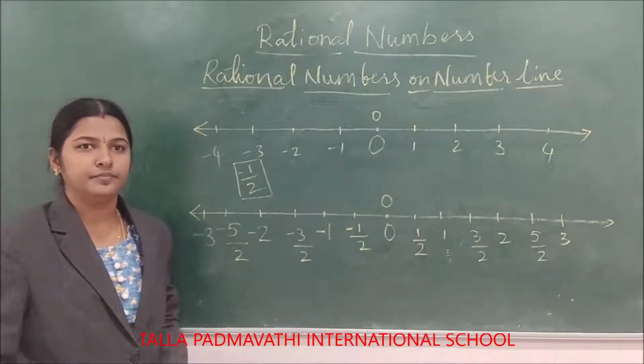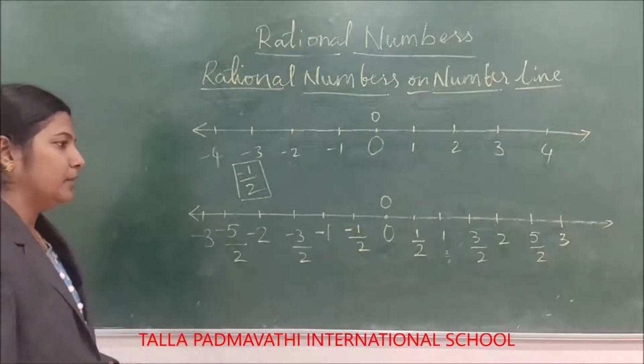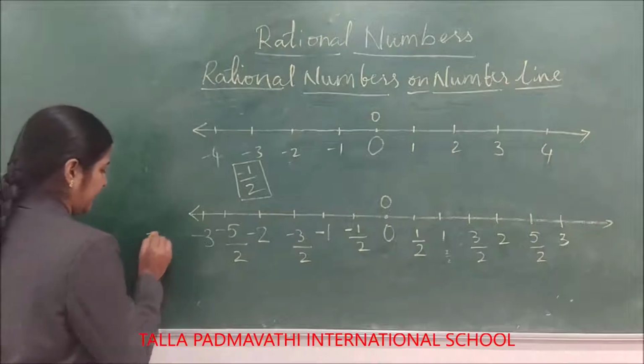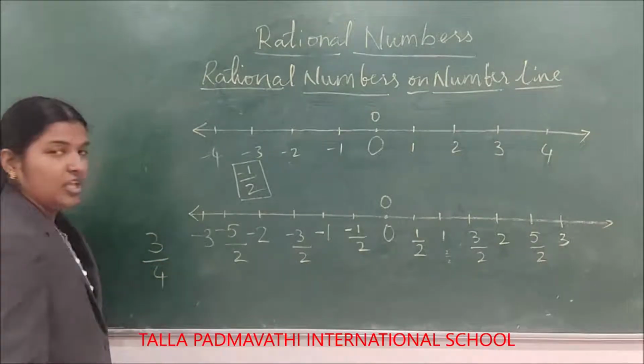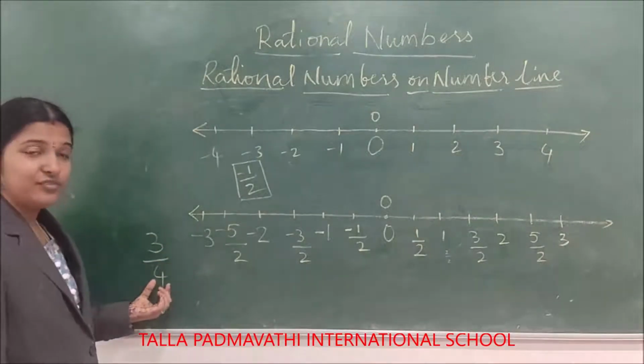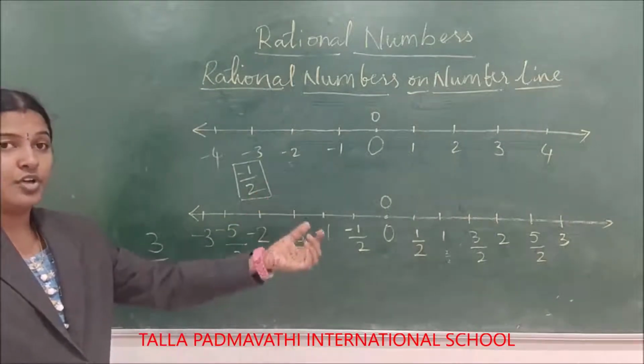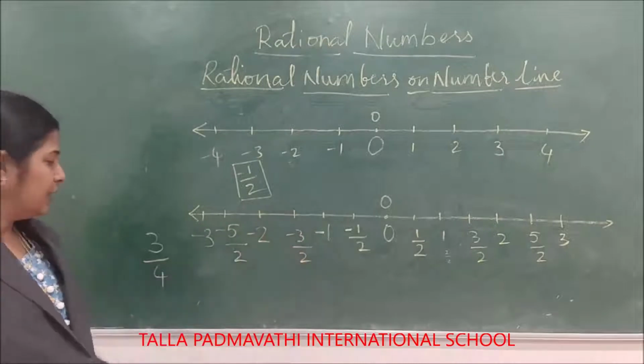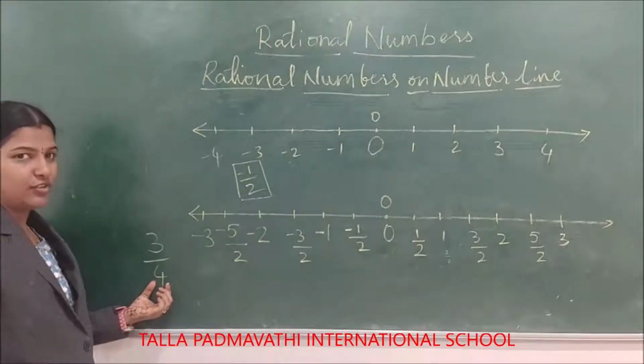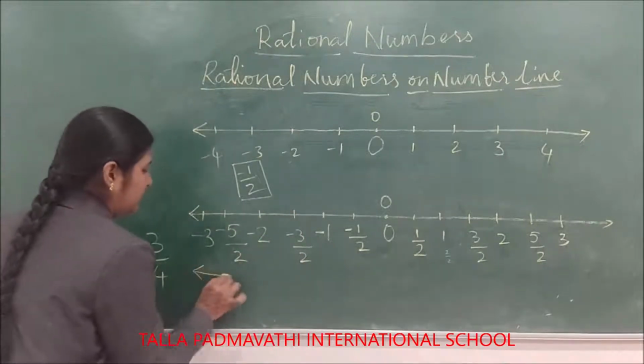Now let us represent one more number on the number line. Let me take that as 3 by 4. So 3 by 4, as you have seen, the denominator is 4. Now from 0 to 1, 1 to 2, from one number to the other number, we need to make 4 equal parts. So just see here, children.